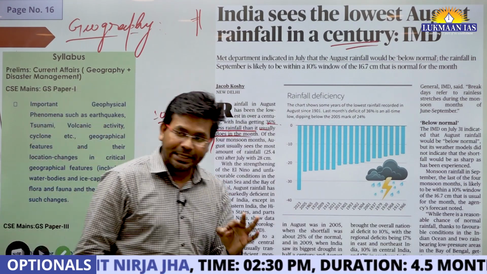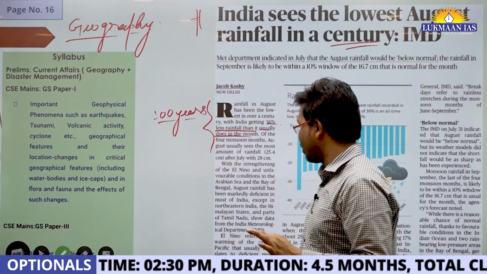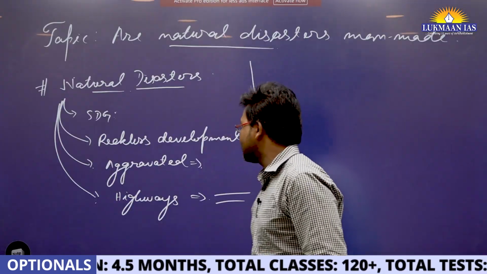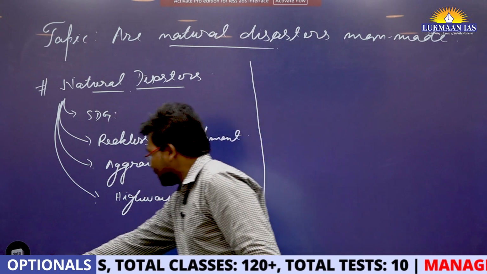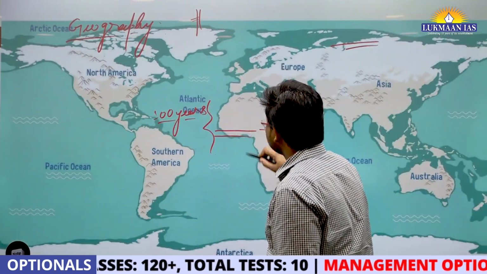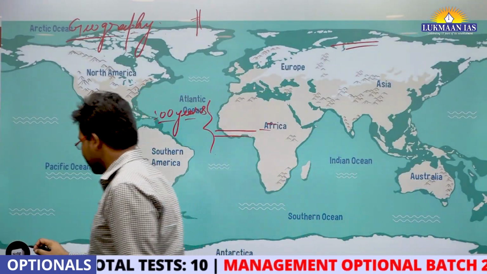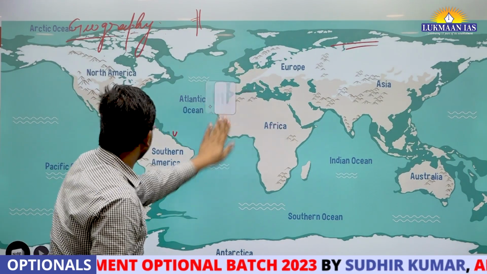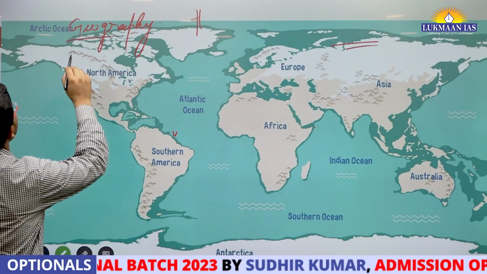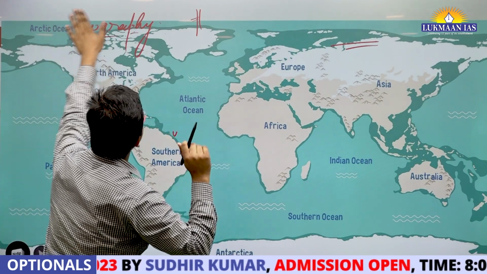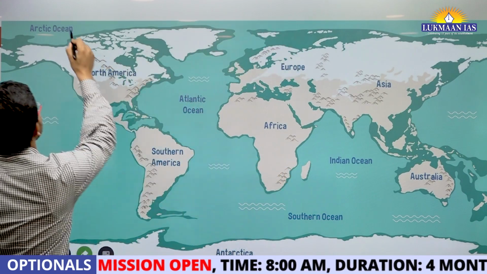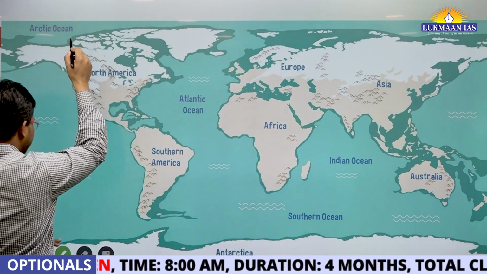And what are the causes of the lowest rainfall? One of the causes that they have mentioned is El Nino. So we will understand what we mean by El Nino, one of the causes because of which we had lesser rainfall.